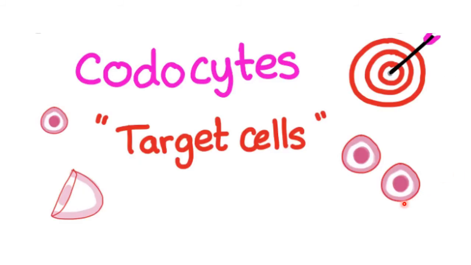Most common finding in the PBS sa mga thalassemia are your podocytes and target cells. Bakit tinawag na target cell? Kasi meron tayong ganitong formation. Wala tayong central pallor. Okay? Meron tayong parang condensed hemoglobin sa gitna ng central pallor. So, yung tinatawag nating target cell.